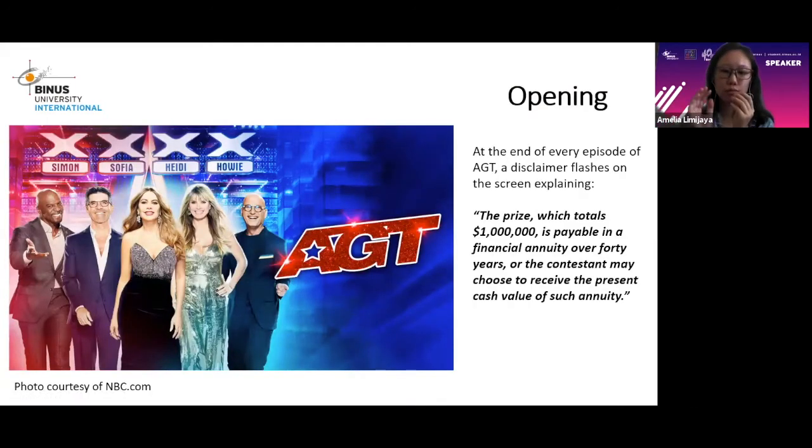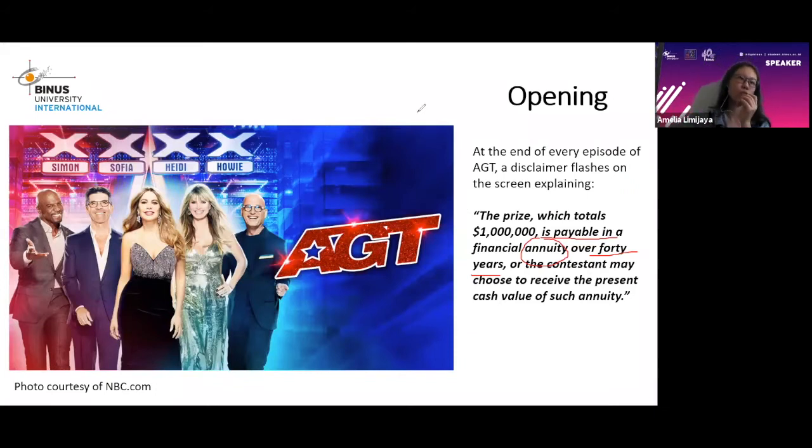But don't get too excited first, because the prize money comes with a condition. So what's the condition? It is payable as a financial annuity. It's okay if you don't understand what an annuity is, because this is just an opening slide. Payable over 40 years. That's the first option, actually.